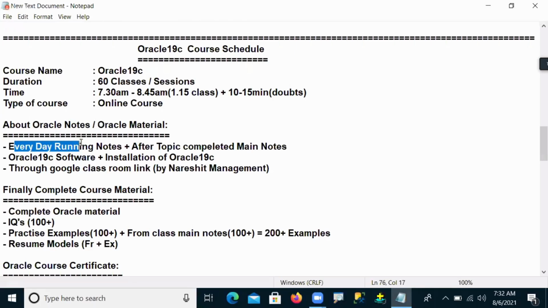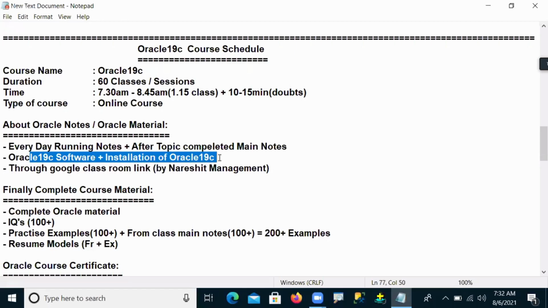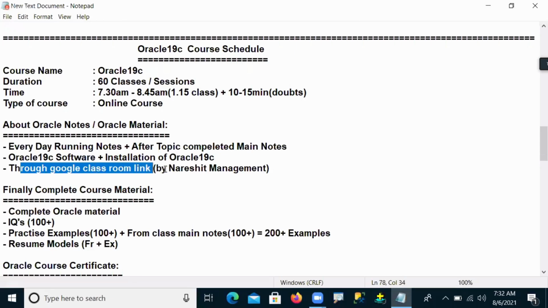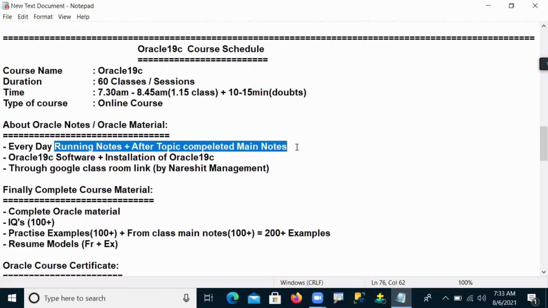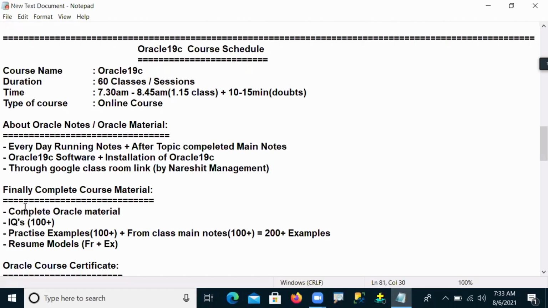Right, now I said about your Oracle notes or materials. You will get everyday running notes, and after completing your topic, your main notes, both of them. I will give the 19c software and the installation of 19c also. I will show you how to install it in your system. You will get these through a Google Classroom link, which will be created by the Naresh IT management people. We are expecting that today or tomorrow they will create this. Once they create it, you will get everyday running notes and main notes.